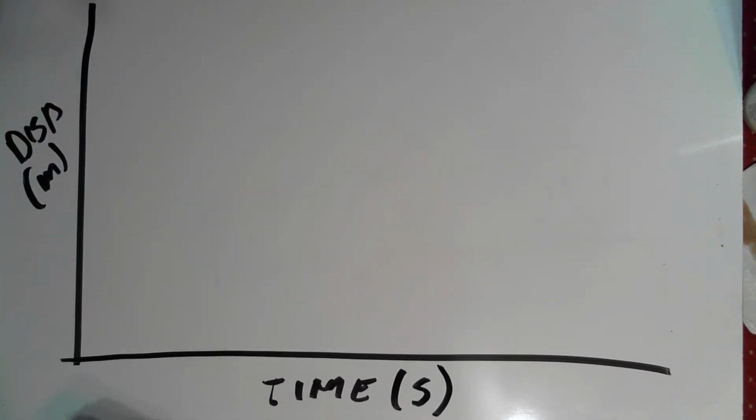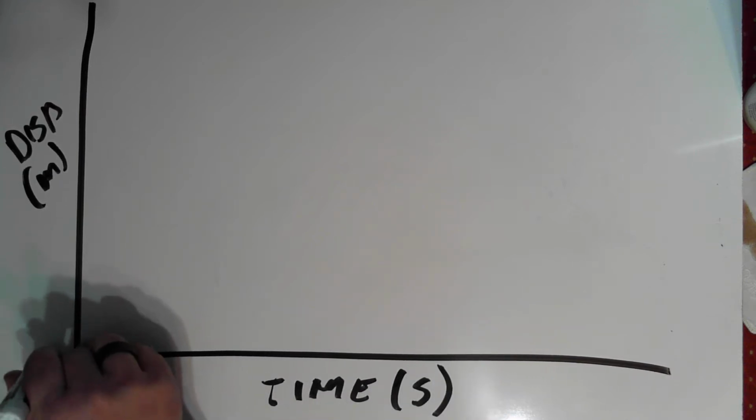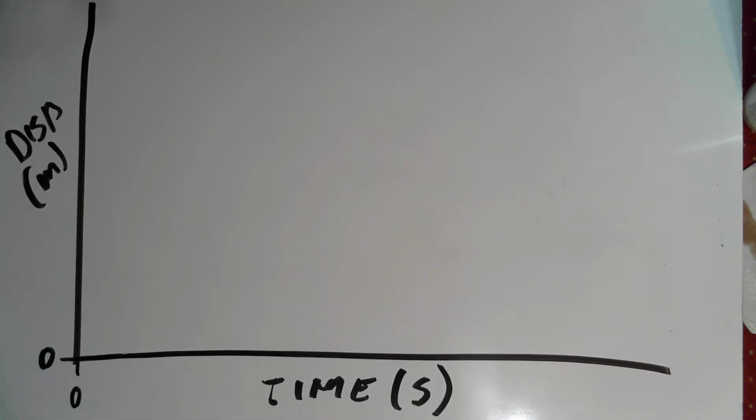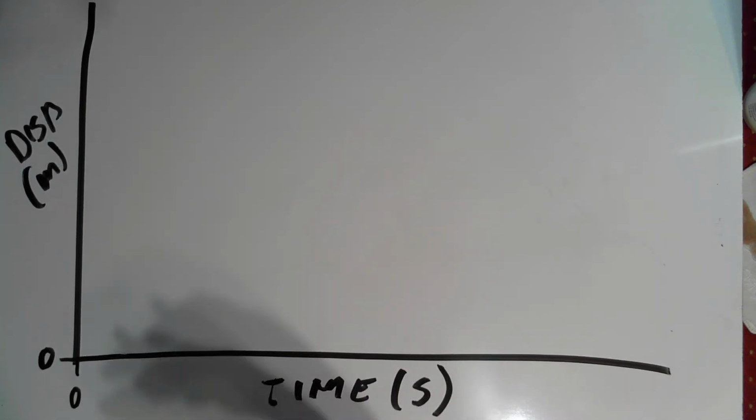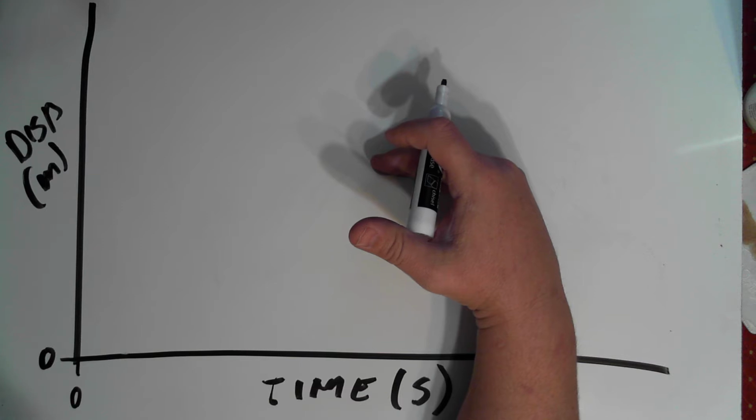Those are critical to your graph. The other thing that is critical to your graph is make sure that your origin is at 0, 0. Do not crop your graph in a way that presents your data in a different fashion.